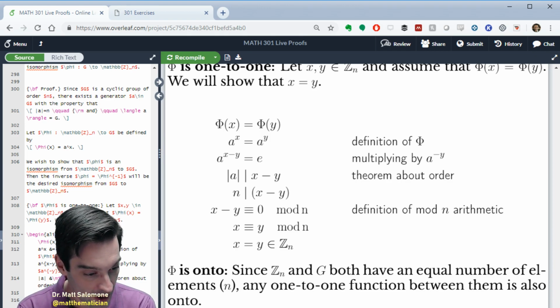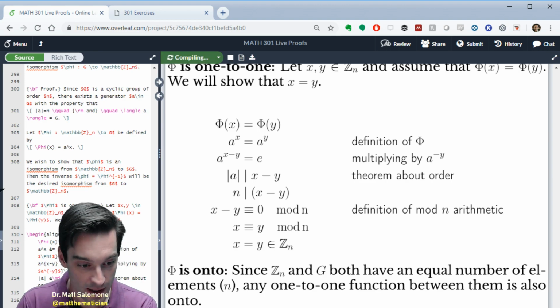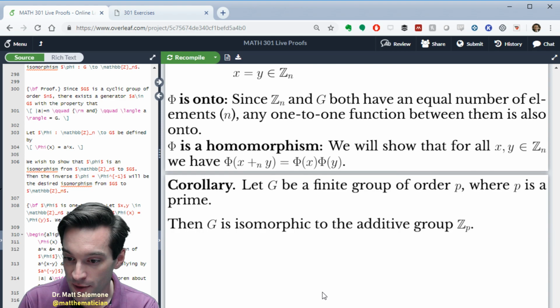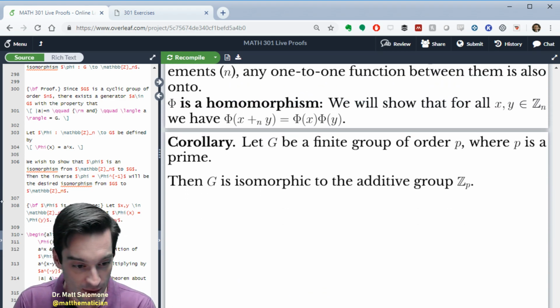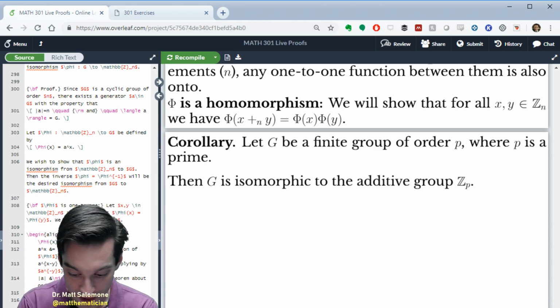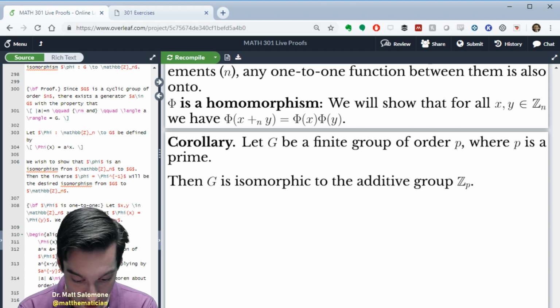We will show that for all x and y in Z mod n, we have phi of x plus y is equal to phi of x times phi of y. Right, so again, we're cluing the reader in to the strategy of the proof and our burden of proof. We're going to show for all x and y in Z mod n that this equation here is satisfied. And so we'll just repeat those steps.